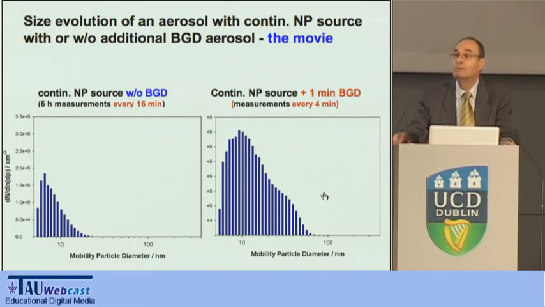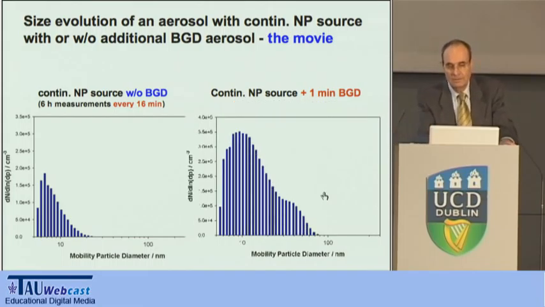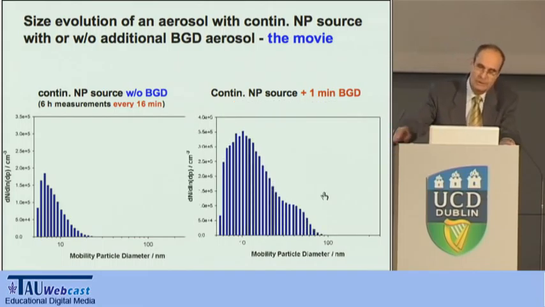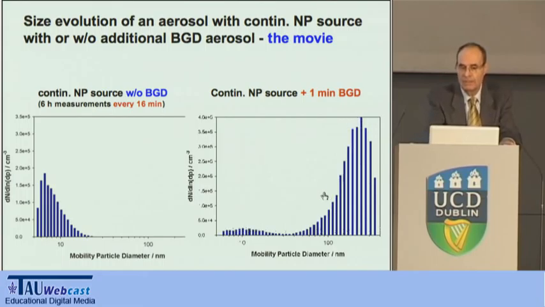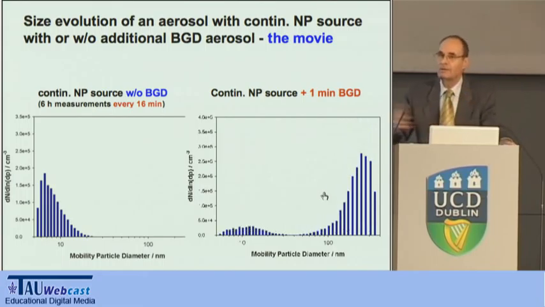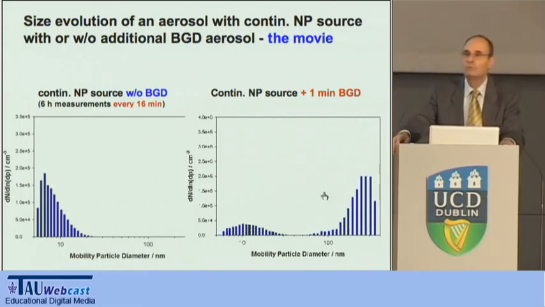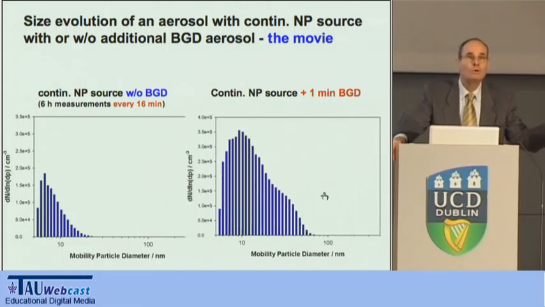The really interesting movie is, if you do the same thing, you emit those nanoparticles into a space, and then you artificially inject, for 1 minute, a background aerosol. And here again, you have the source. It's already a little bit aged. And then here comes the background aerosol. And you see the background aerosol, within one measurement interval of 4 minutes, just mops up the entire concentration of nanoparticles. They're all gone because they simply agglomerate with the background aerosols.